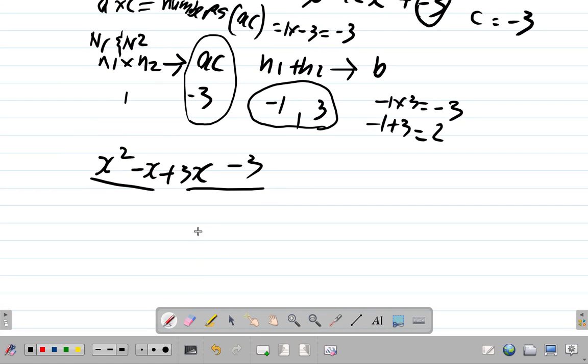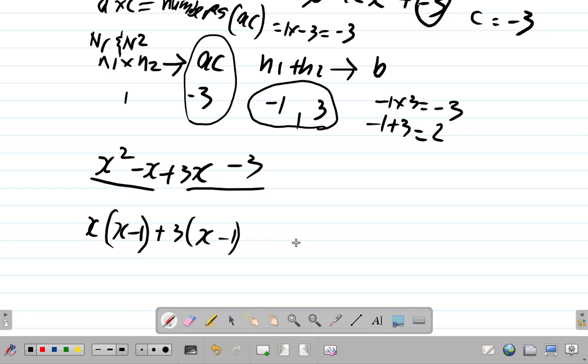And the thing is, you're going to get two brackets. They must contain the same thing. So x outside here and x minus 1, when you factorize x squared minus x. What about factorizing 3x minus 3? What do you get? Positive 3 outside the bracket and x minus 1 inside the bracket. You do get back the same thing in the brackets.